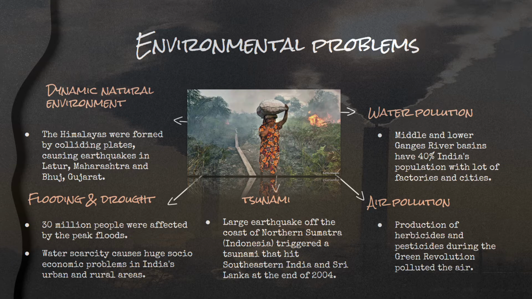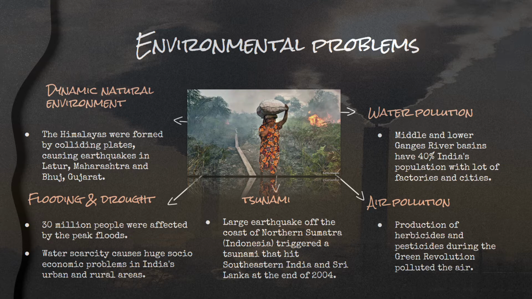Furthermore, tsunami. The large earthquake off the coast of northern Sumatra in Indonesia triggered a tsunami that hit southern India and Sri Lanka at the end of 2004. Fishermen and individuals in the tourist sector who occupied coastal areas suffered significant damage and loss of life. Then, the United Nations plans to set up an early warning system for future disasters.